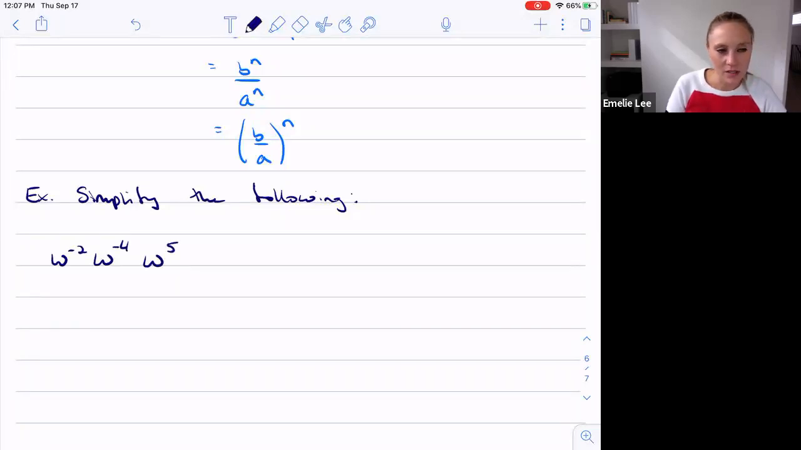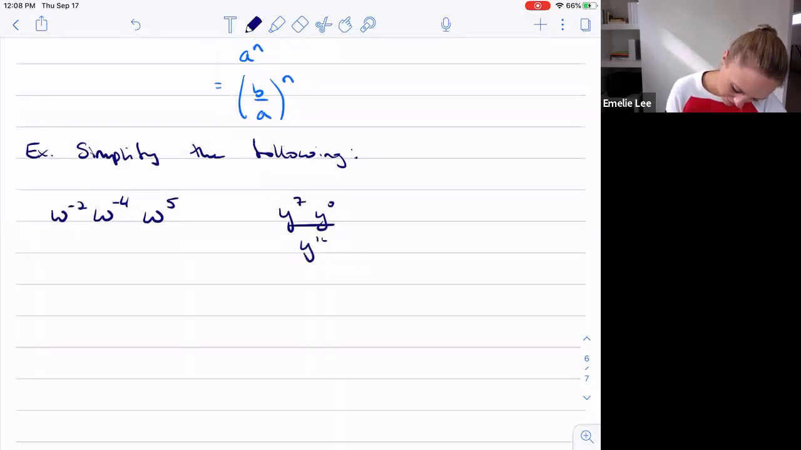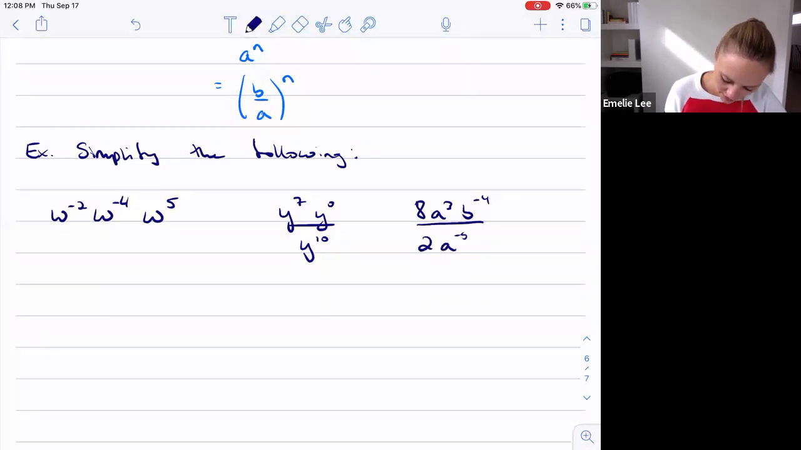W to the negative 2 times W to the negative 4 times W to the power 5, and then y to the 7, y to the 0 over y to the 10. And then kind of bigger deal, or a little bit harder, 8a to the 3, b to the negative 4 over 2a to the negative 5, b to the power of 5.